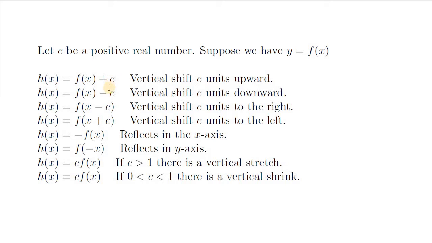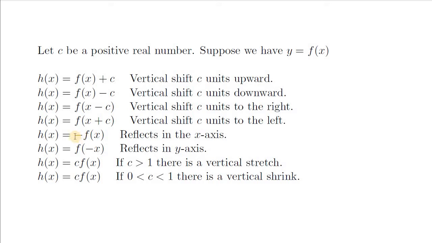Notice in the first two how the c is outside of the parentheses. That's going to shift the graph up or down depending on plus or minus. And then in the second two, you can see that the c is inside the parentheses. When it's inside the parentheses, that's going to shift it left or right. Minus shifts it to the right, plus shifts it to the left.